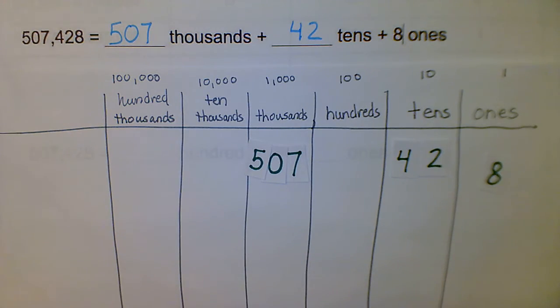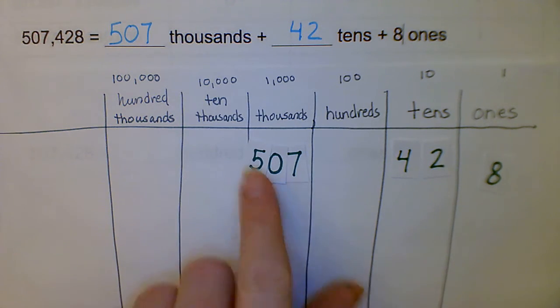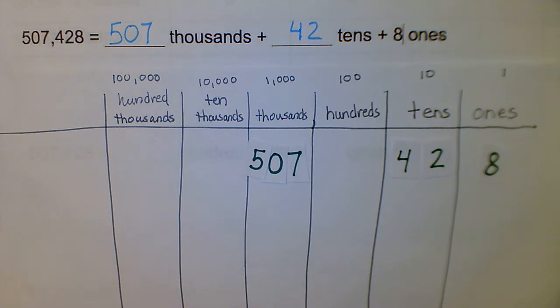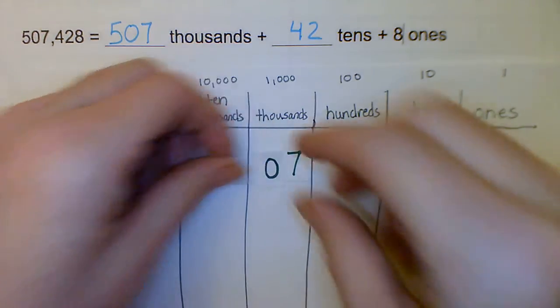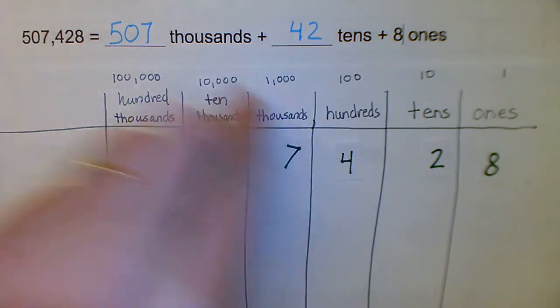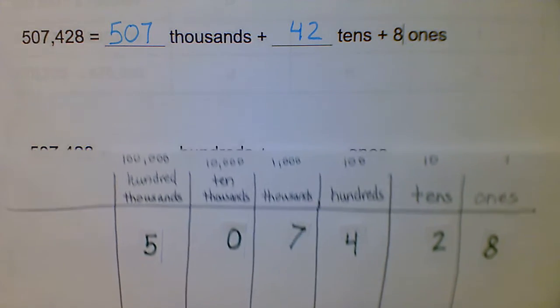So if I have 4 of them, it would be 40 of them, and I smush it down, but I already had 2 waiting for me. So that's the other way. Now you can see I have 507,000, 42 tens, and 8 ones. So now I'm going to unsmush them. I'm going to expand them back where they belong, because we already wrote that. And let's take a look at the next one.